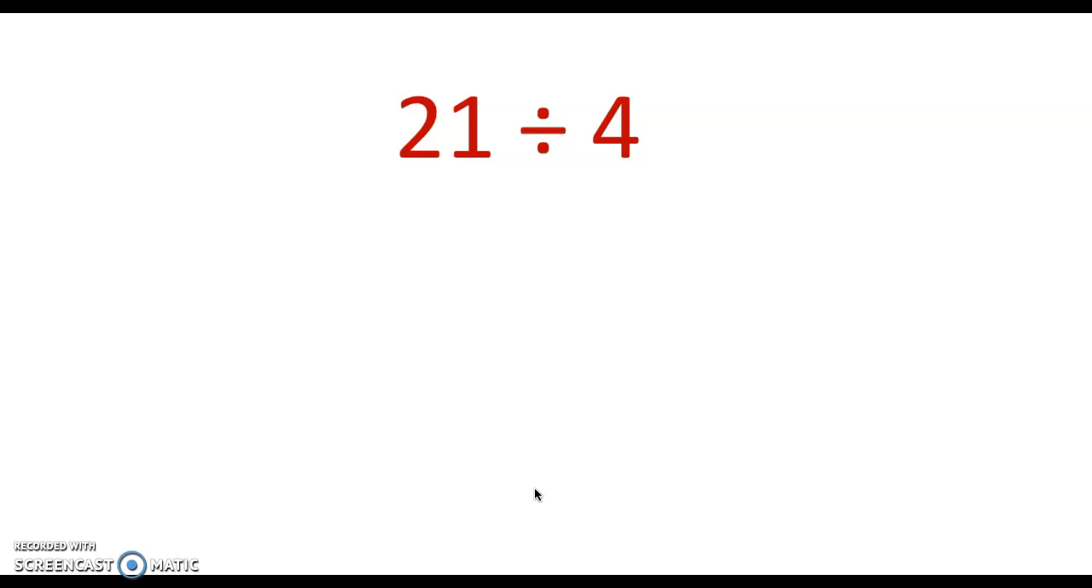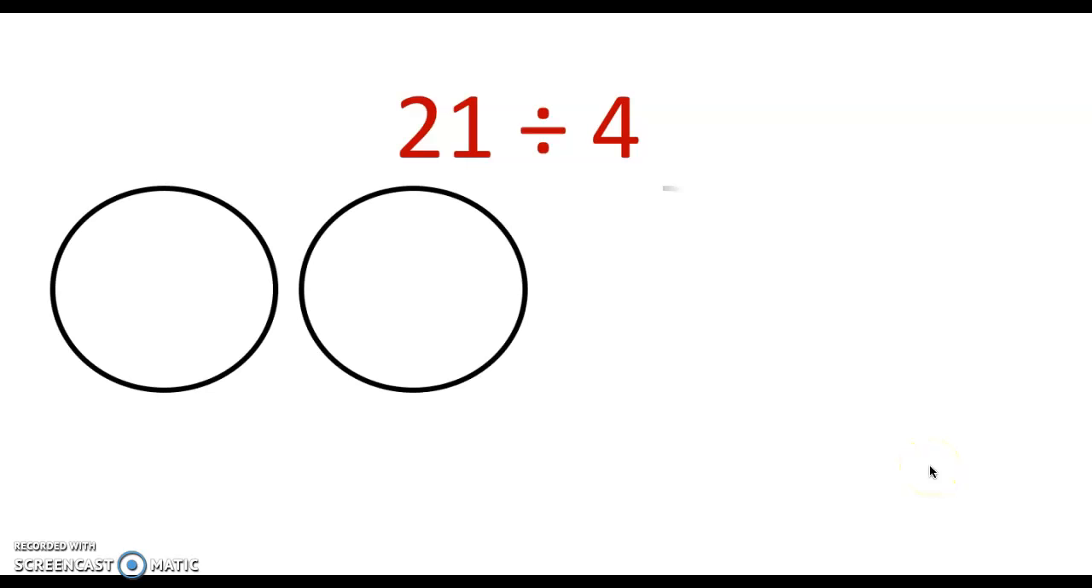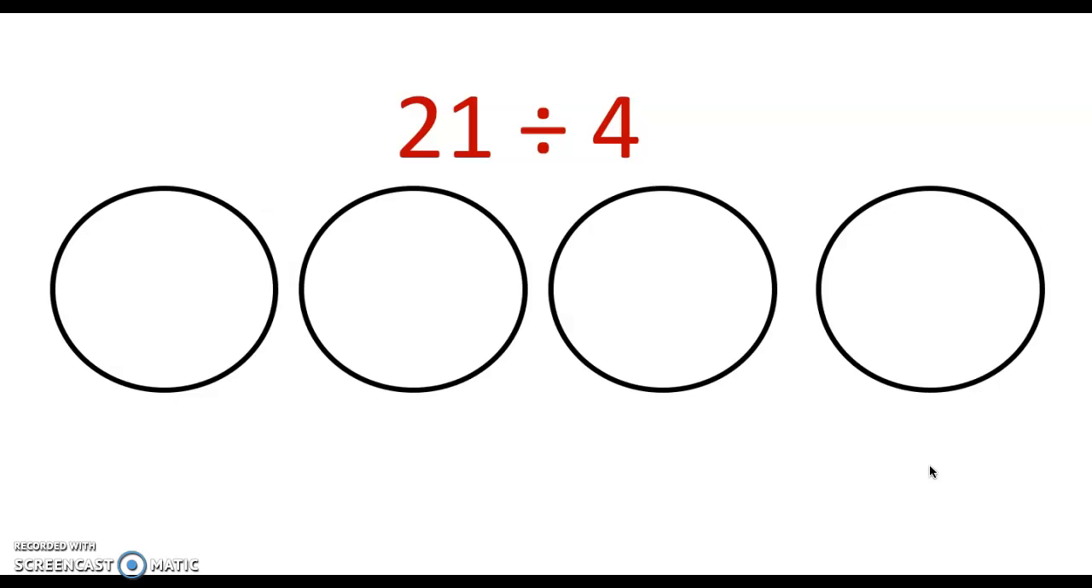We have 21 divided by 4. So think about it. We have 21 cookies that we are going to share evenly between 4 people. So first, let's draw our 4 people. We're going to represent them with just 4 circles. Then we're going to start sharing our 21 cookies evenly between the 4 people. So I'm going to start counting.